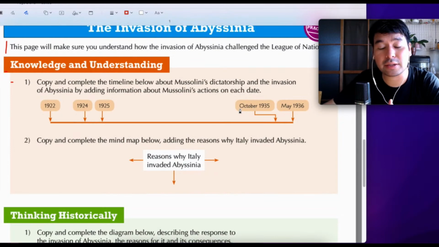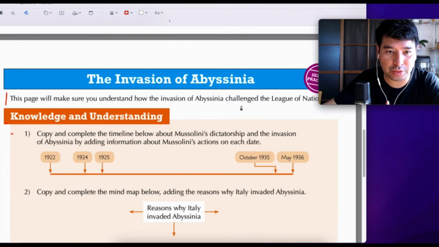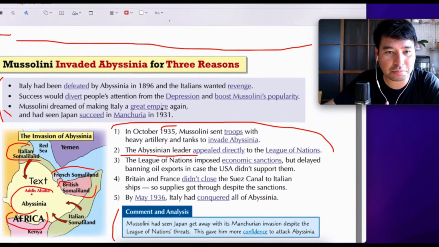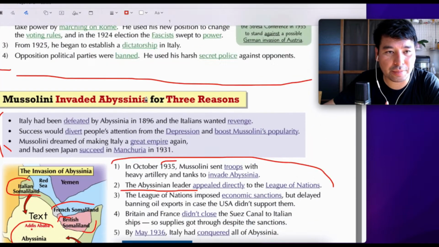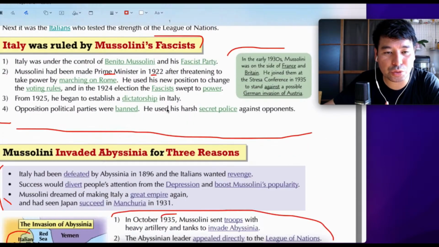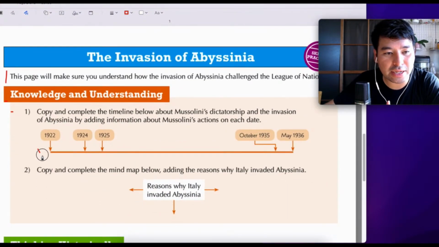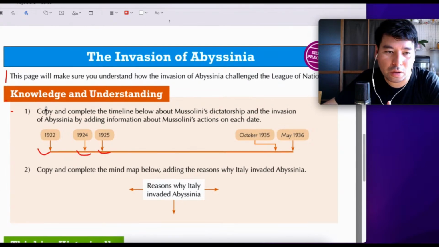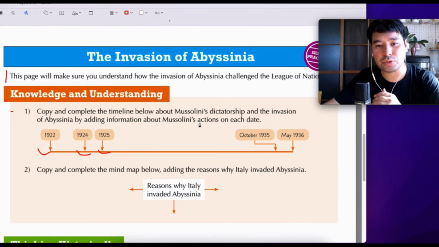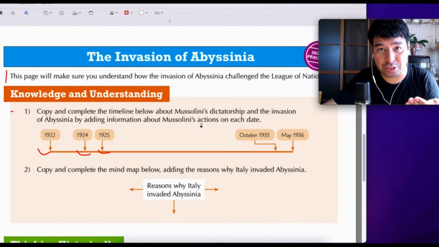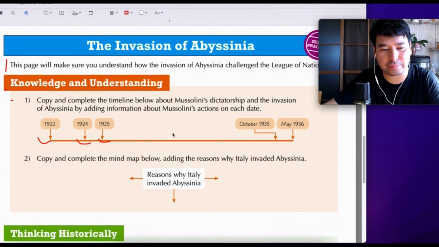So you go back to the text before, to the information that we have here. Check this year and this year. The information that we have here, 1922, check what happened there, and then you make notes under the dates. Basically you copy and complete the timeline below, giving information about what Mussolini's actions were. What were the actions that Mussolini did here?